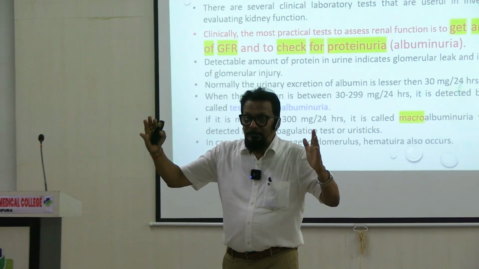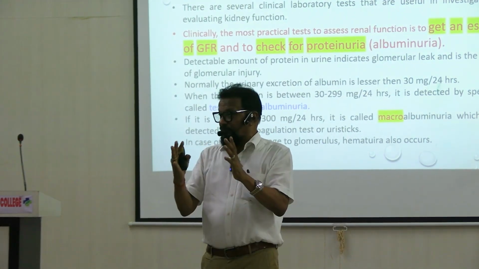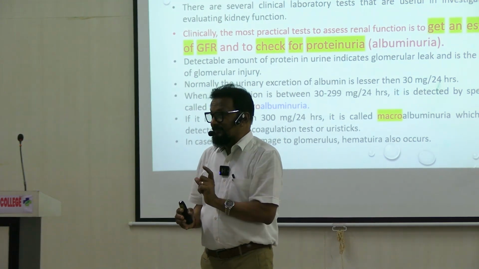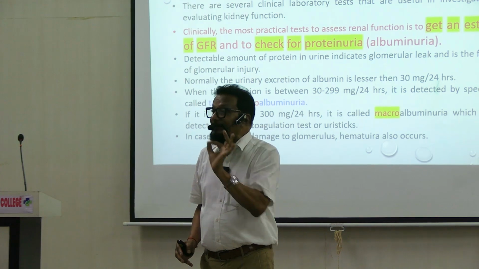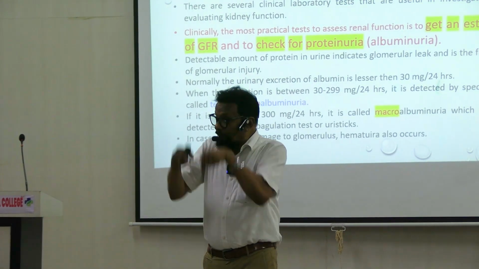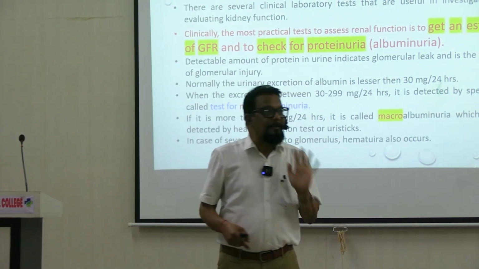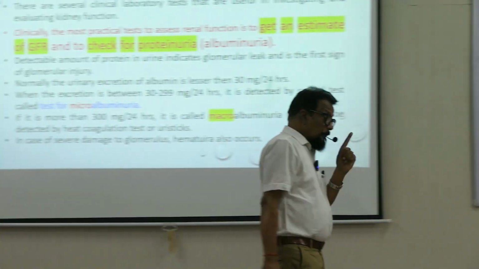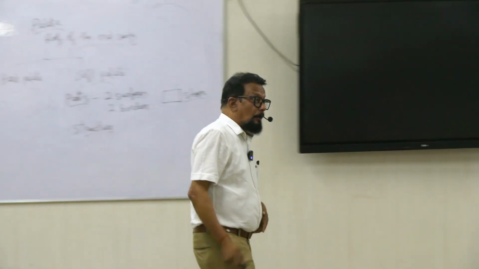That means how much plasma is cleared of these substances in a particular time, in 1 minute. That is the clearance value. How much plasma is separated from these substances in 1 minute, that is the clearance value. Okay, now this clearance value has immense importance. As I said, clearance values cannot be measured directly.